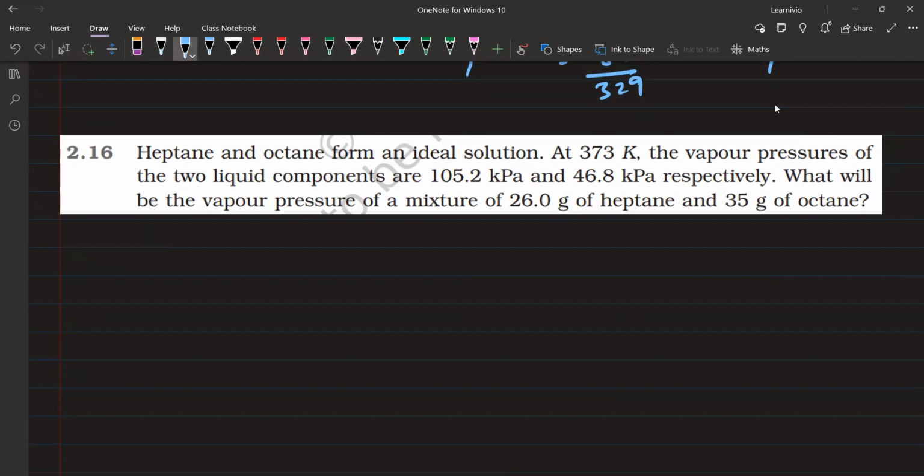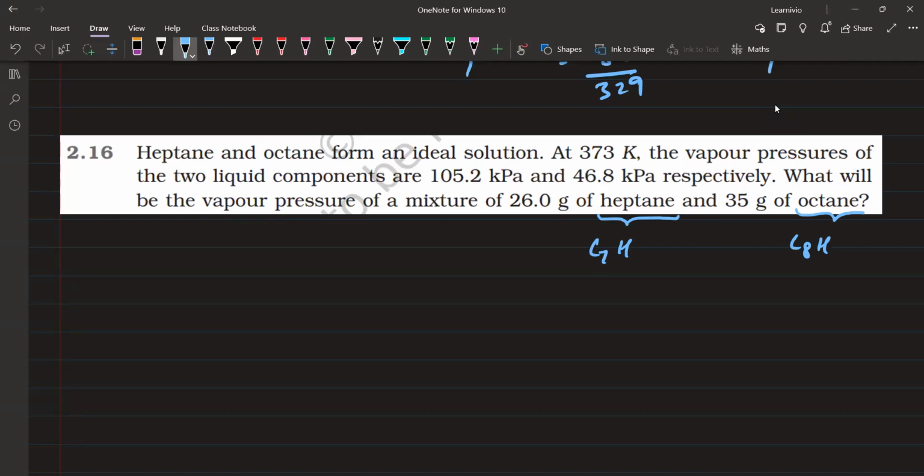So for that, I will ask you guys to use the knowledge or information that you received in the 10th standard. Heptane, that means we are having C7. Number of hydrogens you will write. Octane means C8. Number of hydrogens you are going to write. The mass of carbon, you know, the mass of hydrogen you also know.